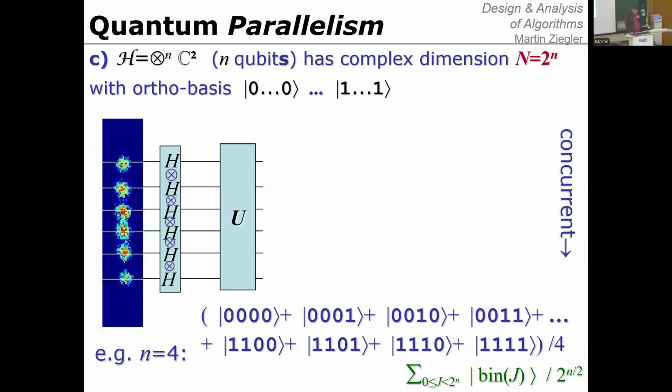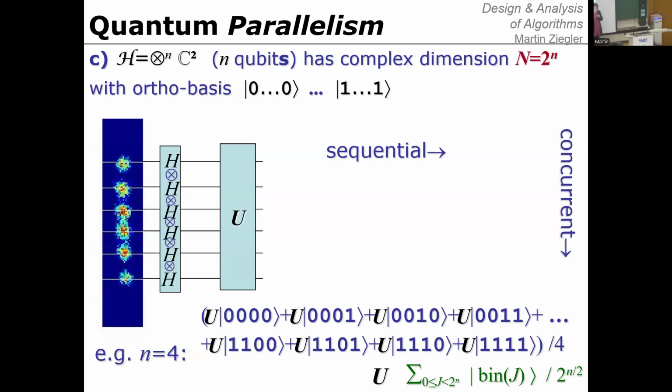And now if we apply this state to a unitary U, and since U is linear, this is sequential in this direction. So we apply U here to the state, and since U is linear, it means we can move it into the bracket and apply it to each term individually. That's what you see here. And so now U operates on all 16 possible qubit values simultaneously.